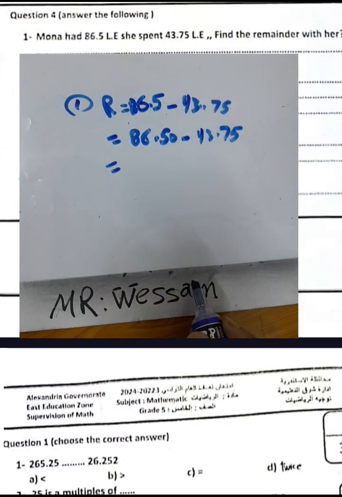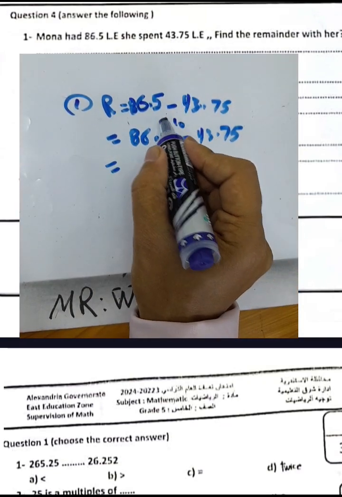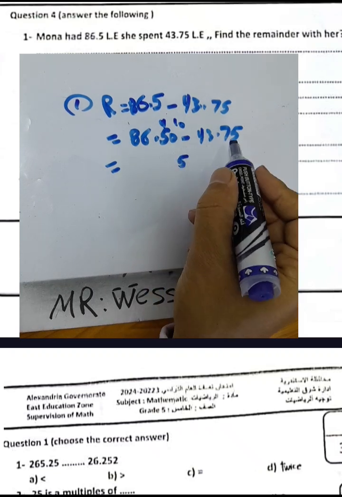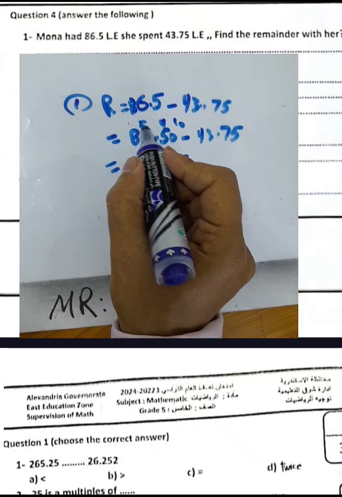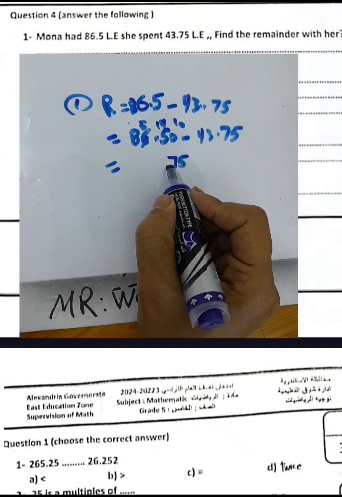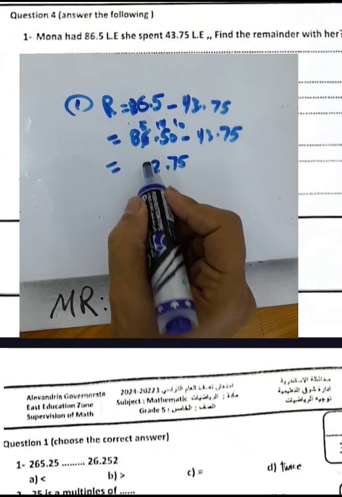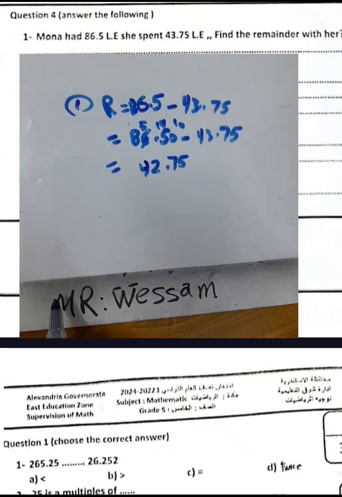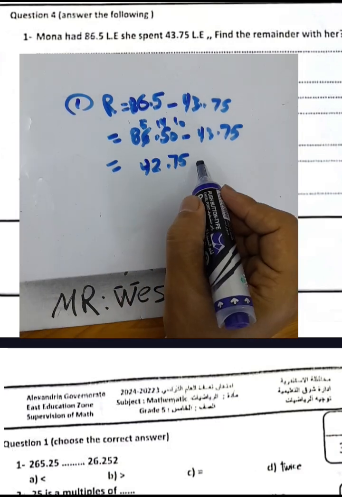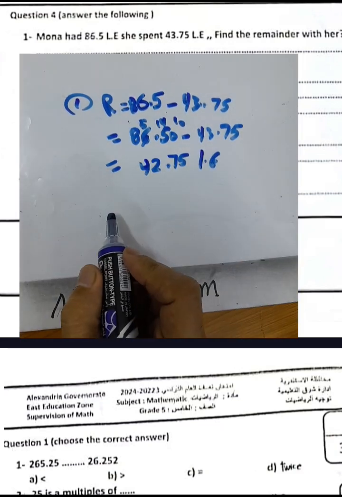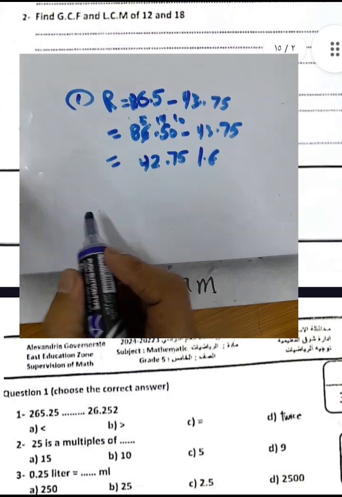0 minus 7 we can't do. Borrow 1, it will be 10, and 10 minus 5 is 5. 4 minus 7 we can't do. Borrow 1, 14 minus 7 equals 7. 5 minus 3 equals 2. 8 minus 4 equals 4. The result will be 42 and 75 hundredths Egyptian lira. Okay. Next question, number 2.